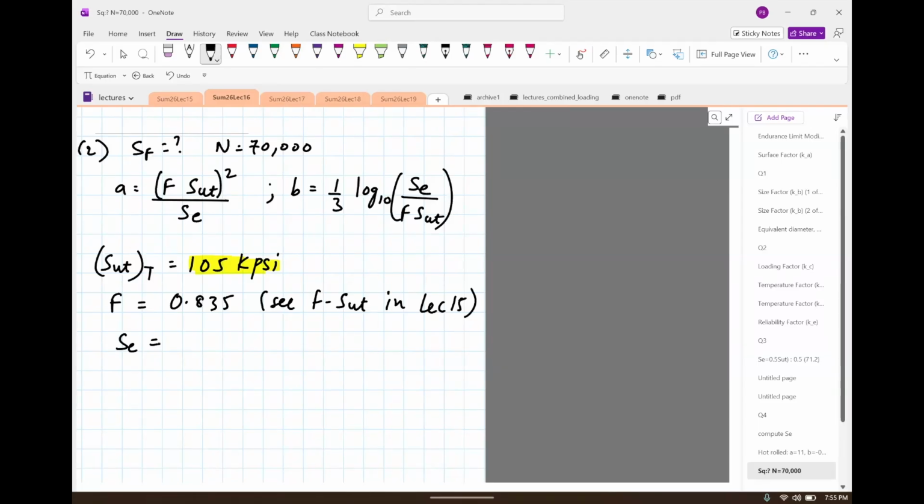SE, we know it is 19.39. That is a calculation we just did. So we can now compute A. Putting all this inside that equation, we get 401.2, and that is kpsi. And B is unitless. B is minus 0.22.